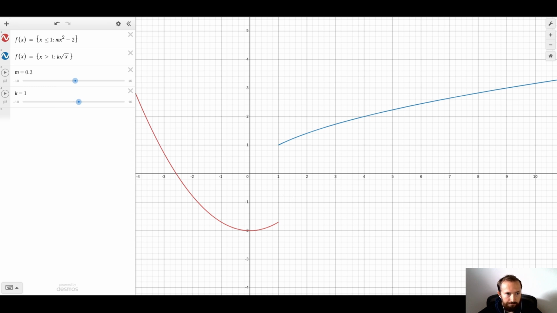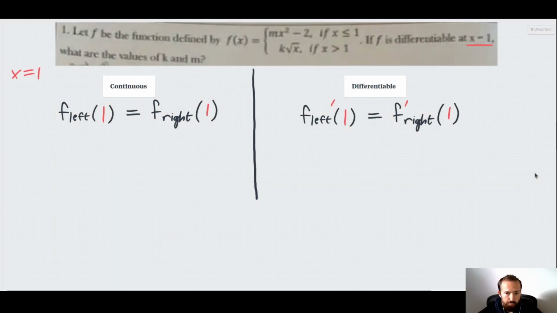So to do this problem, the first thing to keep in mind is that differentiability implies continuity. In other words, if your function is not continuous, it's automatically not differentiable. Your function has to be continuous before you can even talk about whether or not it is differentiable. So when they're asking us to make this function differentiable at x equals 1, what they're really saying is, at x equals 1, make the left-sided and right-sided derivatives the same, and make the left-sided and right-sided values the same, again, at x equals 1. It only matters at x equals 1.